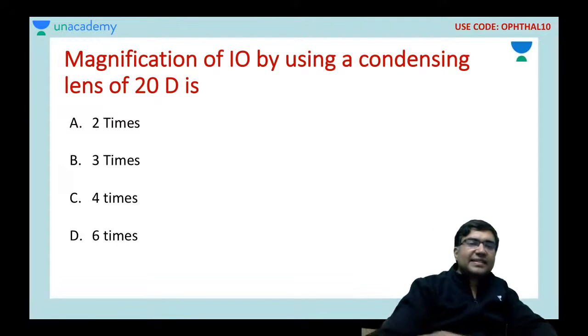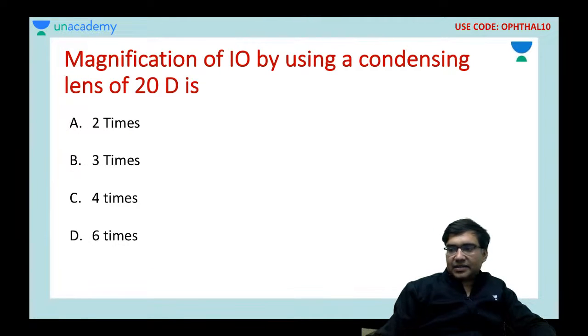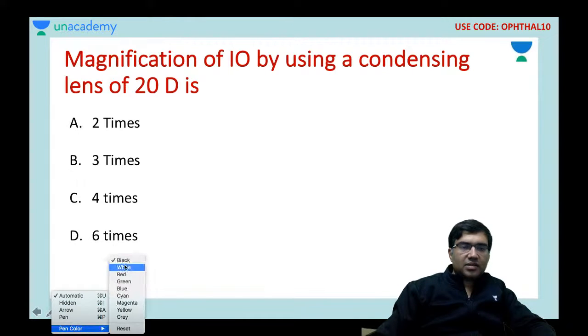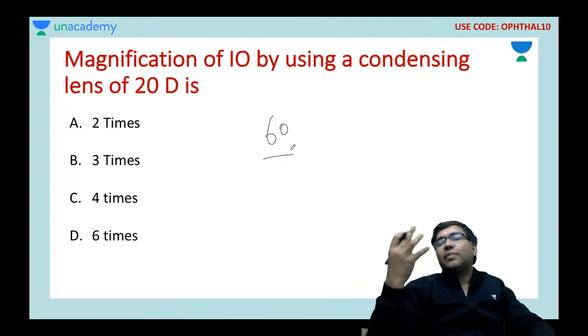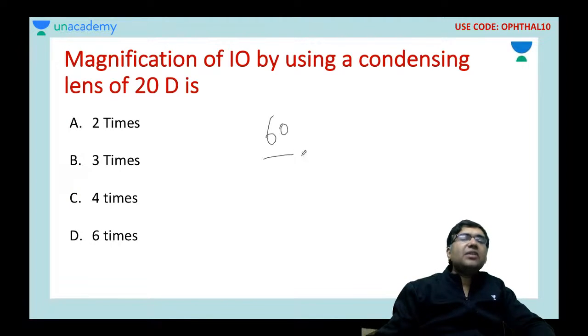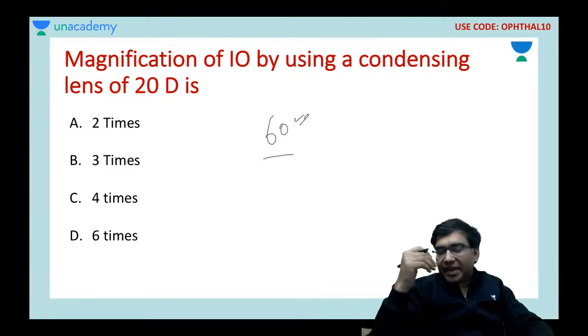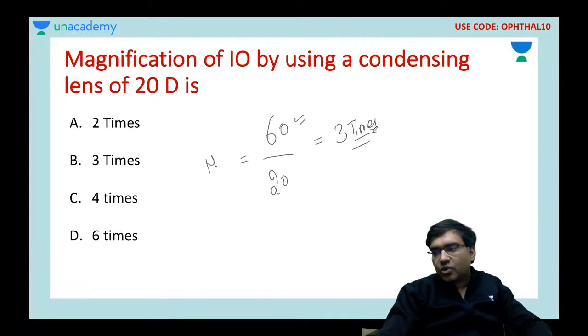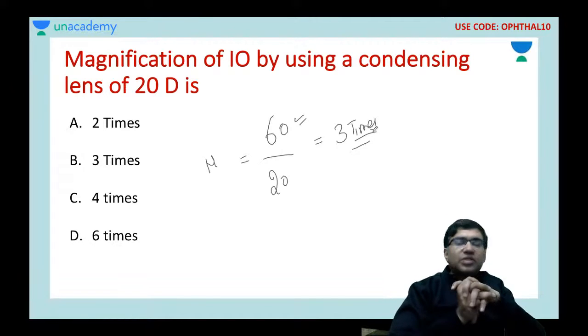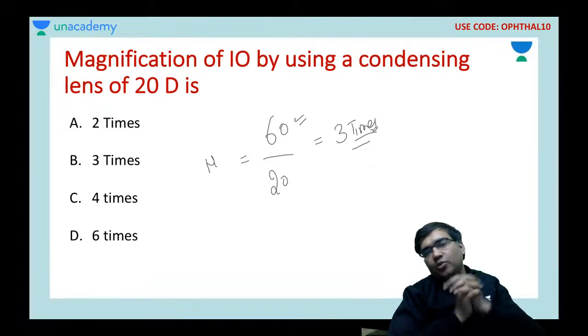So the answer here is 60. That is the refractive power of the eye, around 58 to 60 diopter. We take 60 diopter for the benefit of calculation, divided by the power of the condensing lens, that is the 20 diopter. That basically equates to 3 times. So the magnification is 3 times, and this is my previous year question. Okay, so this is the most important point of indirect ophthalmoscopy.